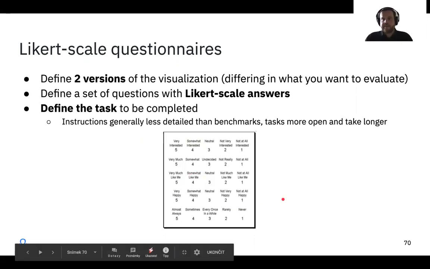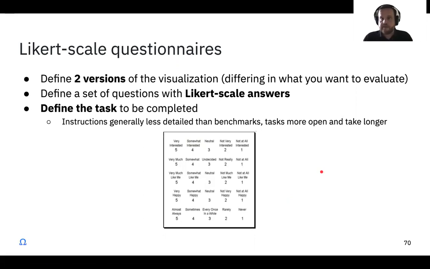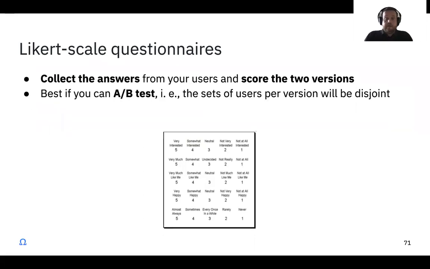So the user can decide based on complex information they have attained during the session. Then we of course collect the answers from our users, and we score the two versions, which will give us some numeric representation of each of the versions. And of course, it's best if we can A/B test, which means that the set of users per version will be disjoint. Each user will work with exactly one version of our application.